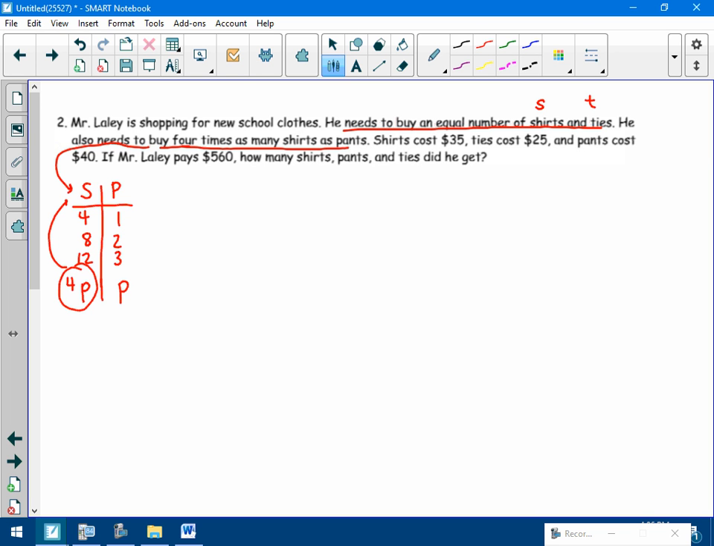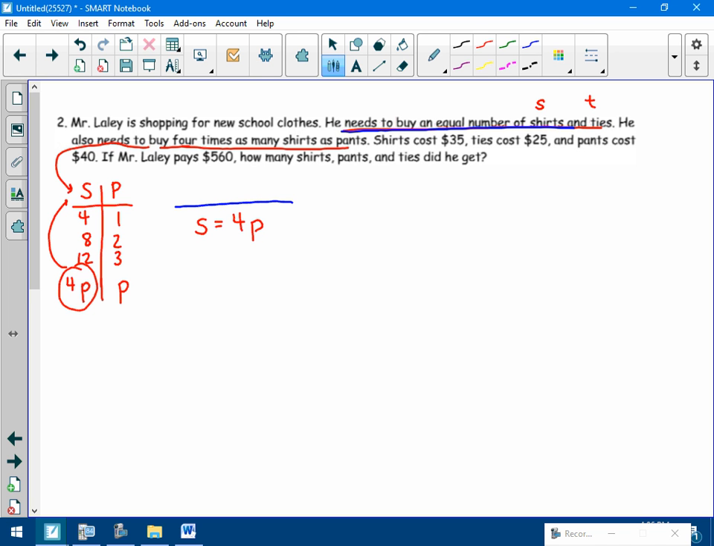So that second line means I'm going to have this equation, number of shirts is equal to 4P. A lot of times if we don't think it out, people put it the other way around. They'll say P equals 4S, 4 times as many shirts, but it actually is S equals 4P. So he needs to buy an equal number of shirts and ties. So this, I think you should be able to figure out an equation for that.